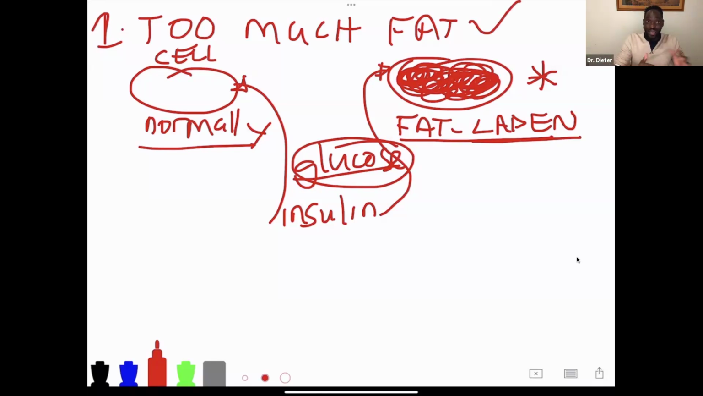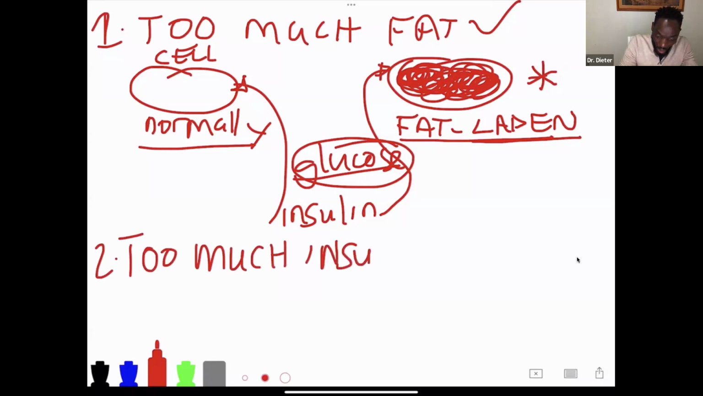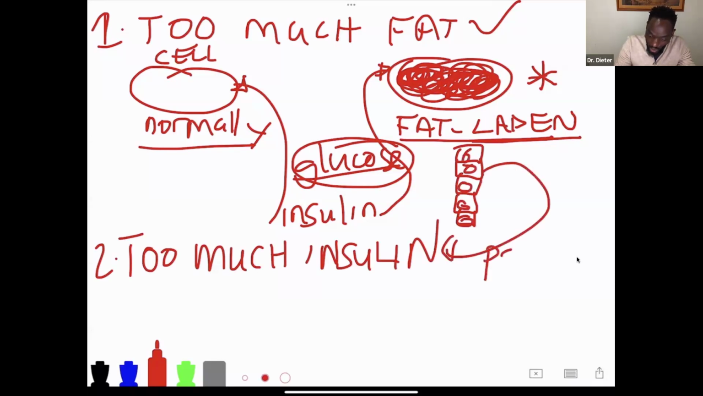Now, this leads to a cascade of a second issue, and that second issue is the second way in which you have a problem with your insulin not working, what we call too much insulin. Okay, now when this cell is not able to take up glucose, glucose is going to accumulate in the blood. That glucose that accumulates in the blood is a trigger for the pancreas to produce too much insulin. Now there is a one-to-one relationship between the concentration of glucose and the amount of insulin produced by the pancreas. When glucose is high, insulin secretion by the pancreas is going to try to match that. When glucose is low, insulin secretion by the pancreas is going to try to match that.